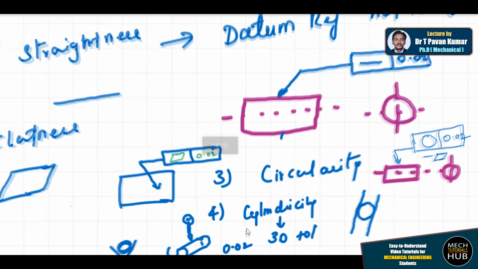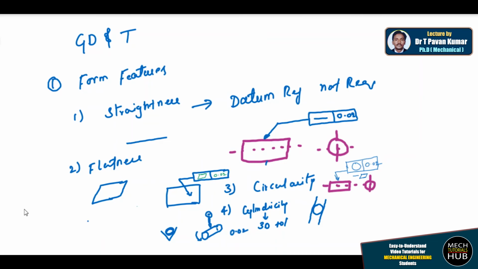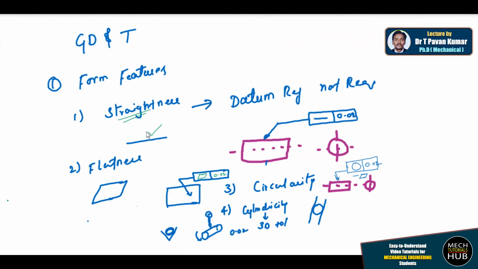These are the 4 form tools that I would like to mention for this lecture. Number one is straightness. This is the symbol of straightness. Just let me increase the thickness of the sketch. This is the symbol, and whether it is straightness, flatness, cylindricity or circularity, all 4 do not require any datum reference.